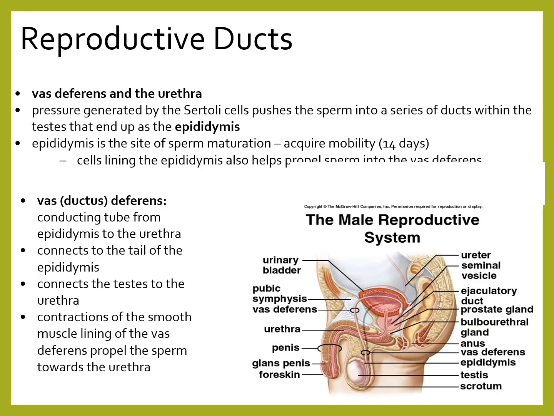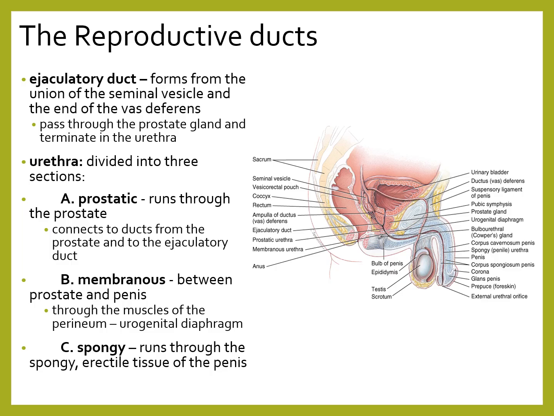Here's an anatomy slide which is outlining the reproductive ducts, the vas deferens, the urethra, and also the epididymis. Physiologically, the epididymis is the site of sperm maturation. Sperm actually acquire mobility within about 14 days. The cells lining the epididymis also help propel the sperm into the vas deferens. And the vas deferens is a small, smooth muscle-lined tube that helps propel the sperm up into the urethra. The connection of vas deferens to the urethra is the section known as the ejaculatory duct. It passes through the prostate and it will terminate in the urethra.